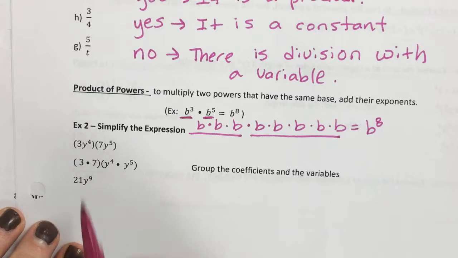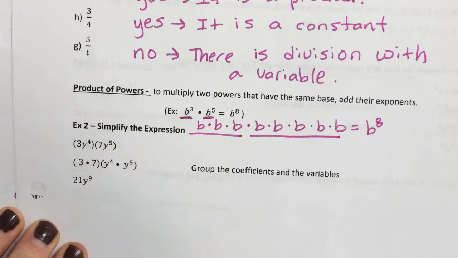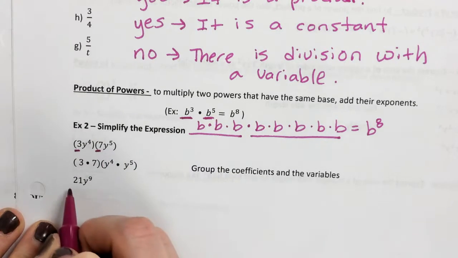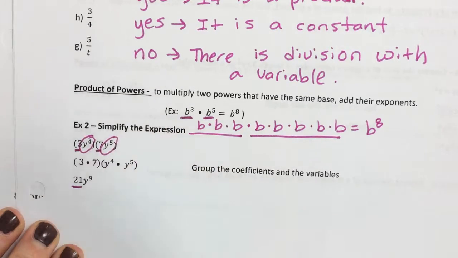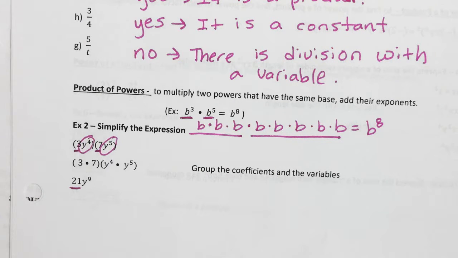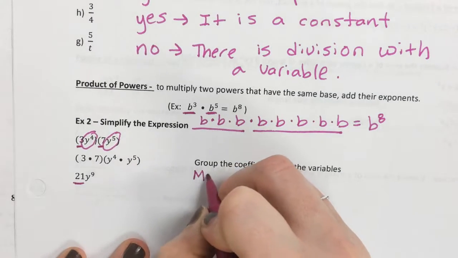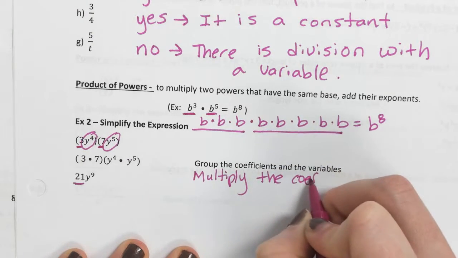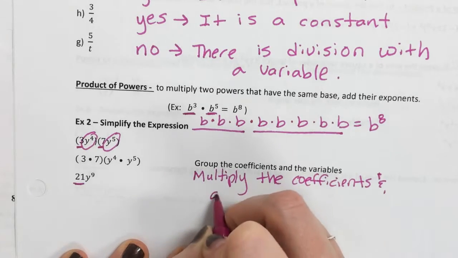Now, this first example right here, this one's a little different because there's coefficients in front of it. Remember that adding only applies to the exponents. The coefficients you multiply like normal. So the coefficients 3 and 7, I would multiply those and get 21. And then the two exponents I add, 4 plus 5 is 9. So if you want to write a little note right here, you can say multiply the coefficients and add the exponents.